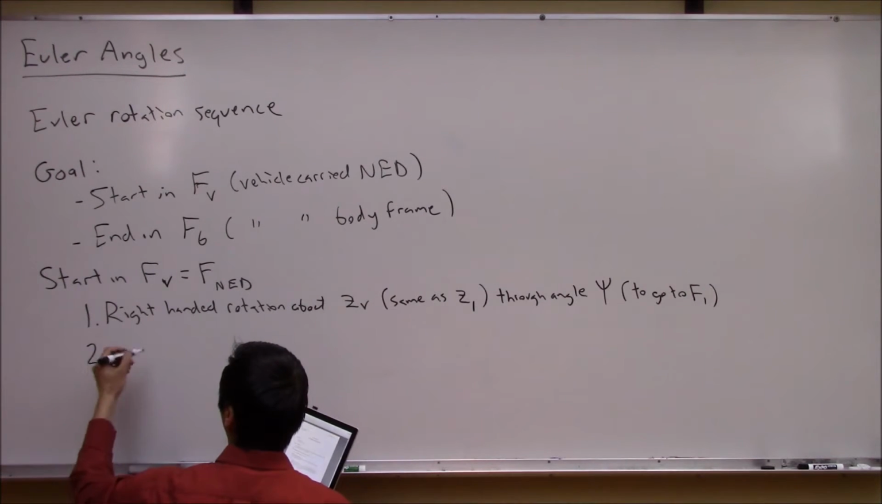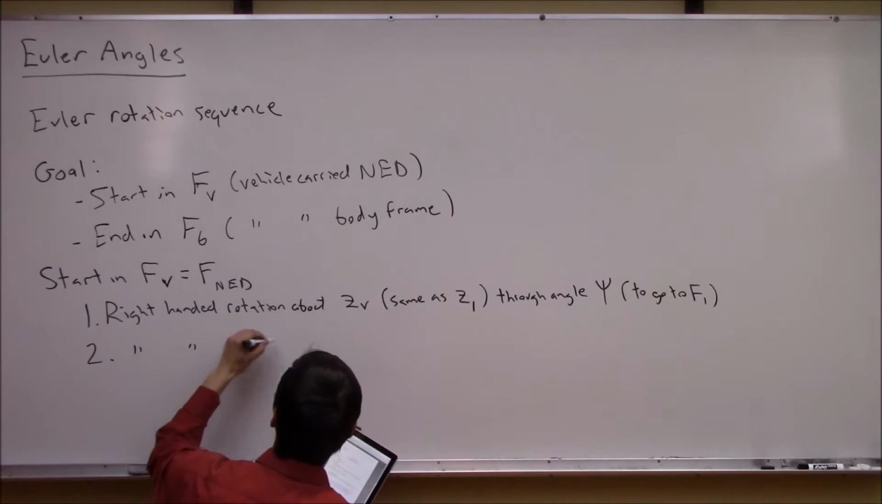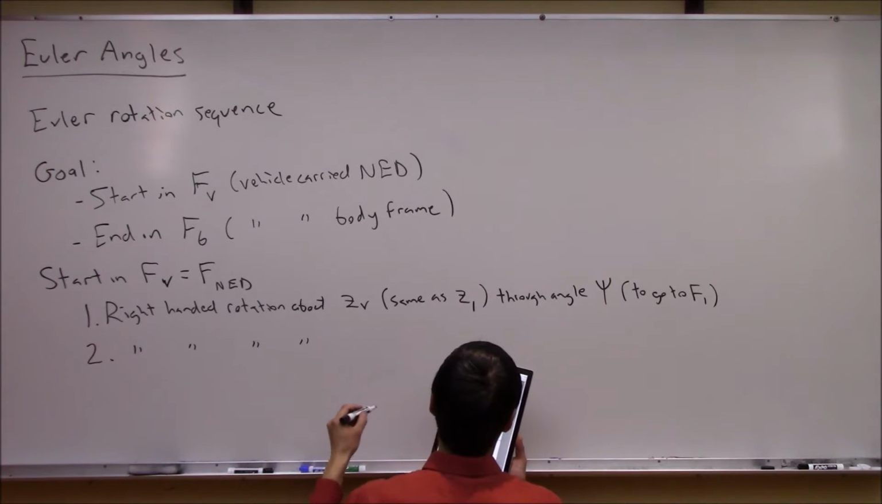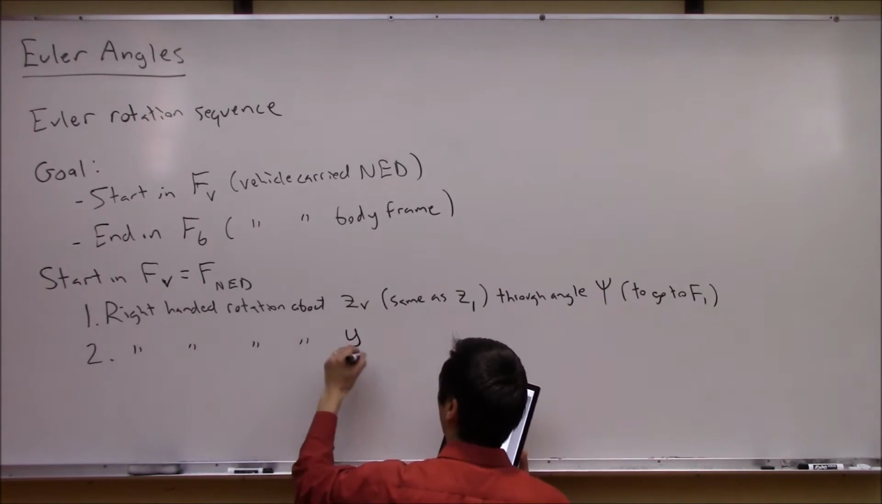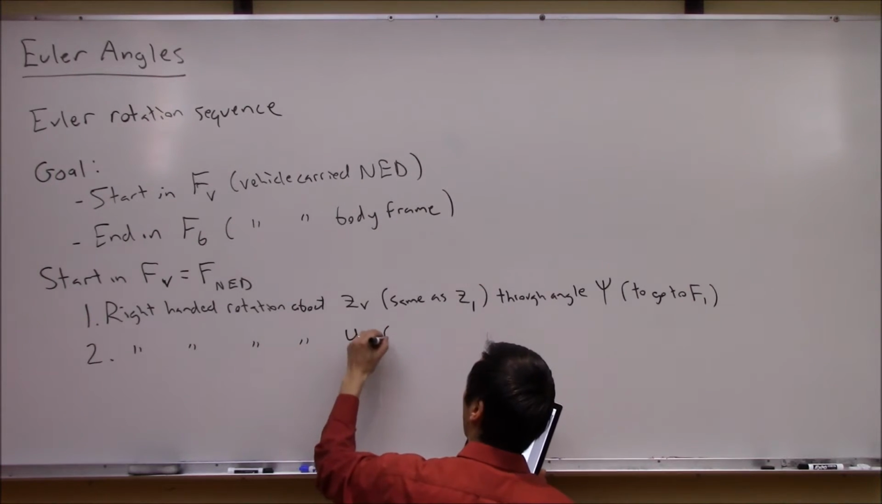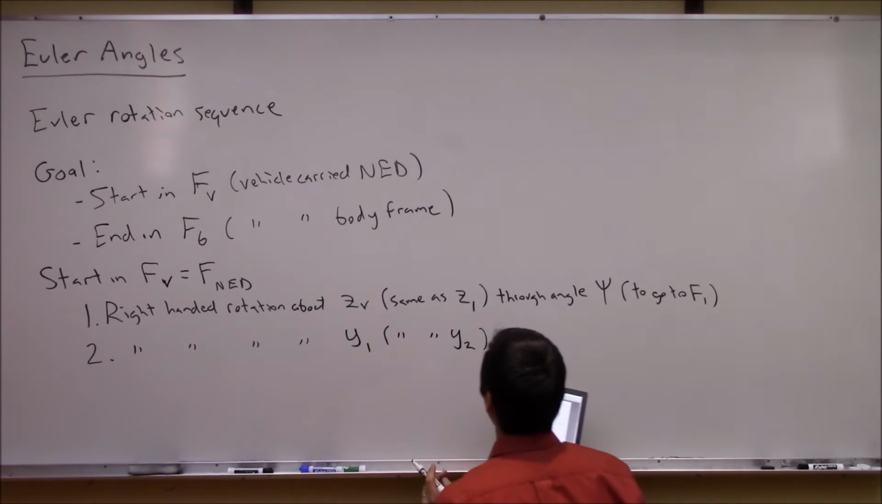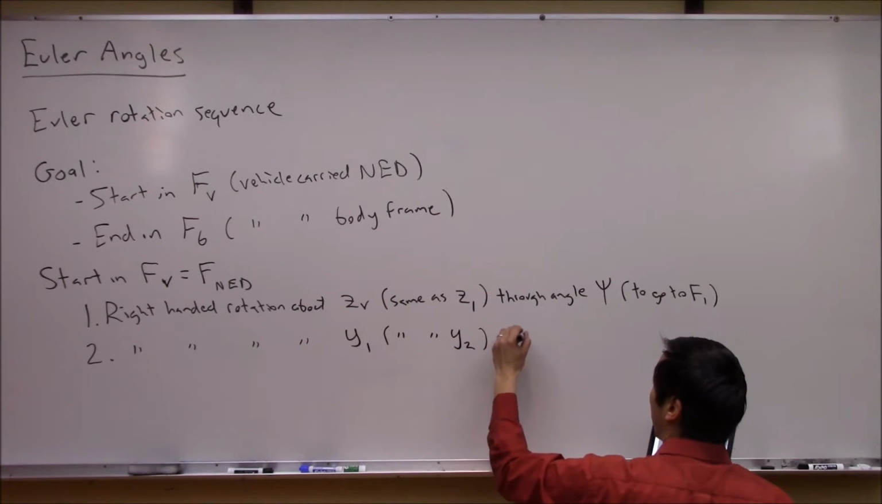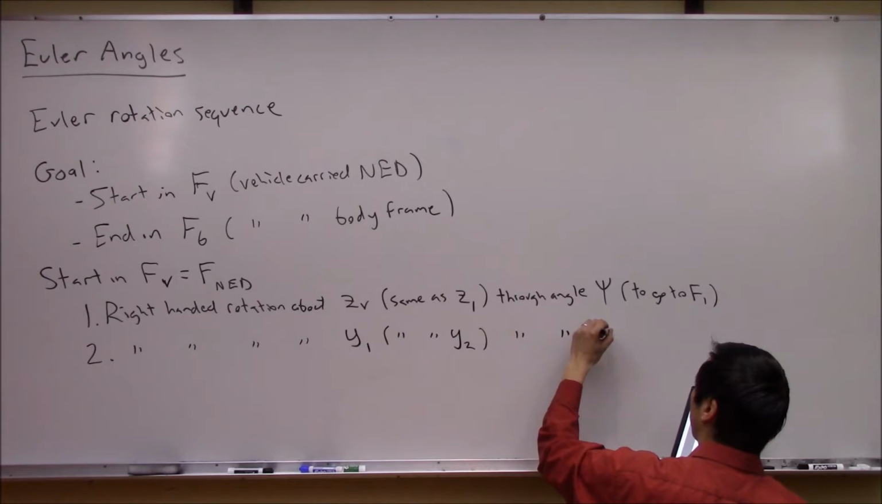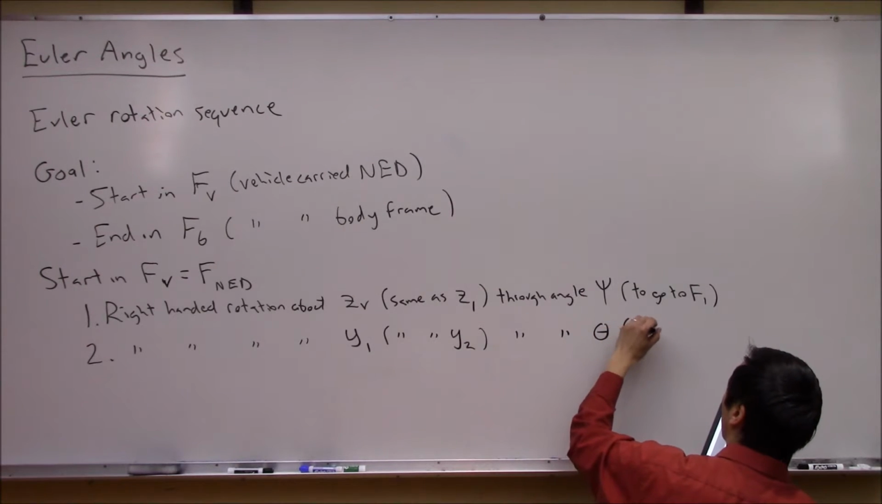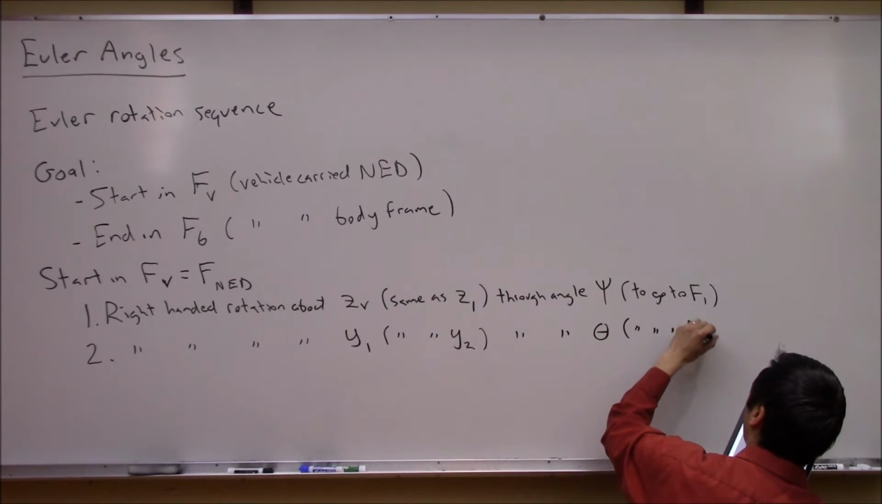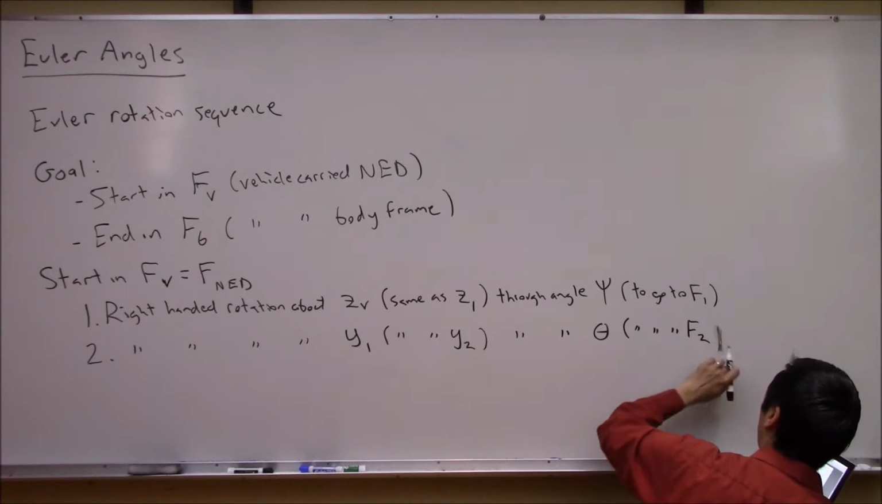Then, once we're at frame 1, we're going to do another right-handed rotation, now about the y-axis, and this is going to be the y1 axis, which is going to be the same thing as y2. These two axes are going to be aligned, and we're going to rotate now through angle theta, okay? And again, this is to go to F2, our second intermediate frame, okay?